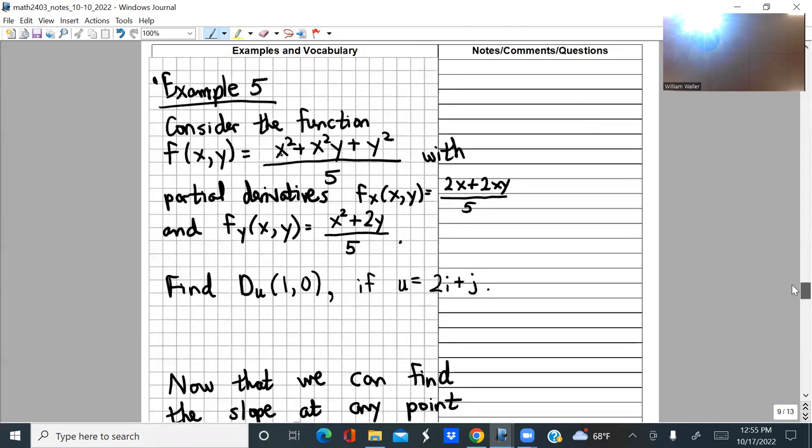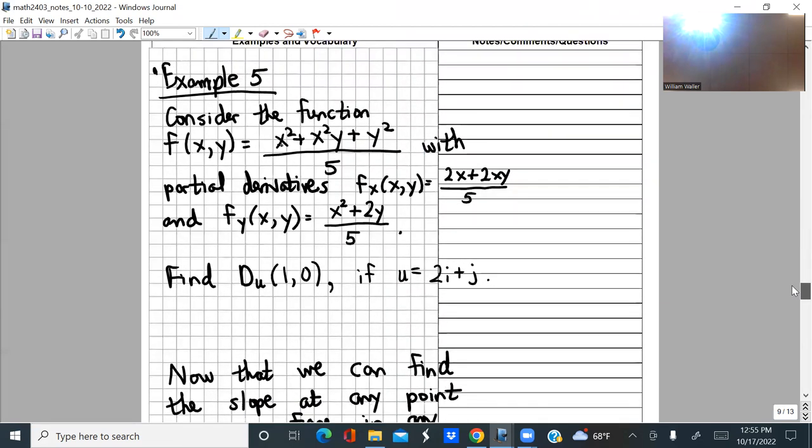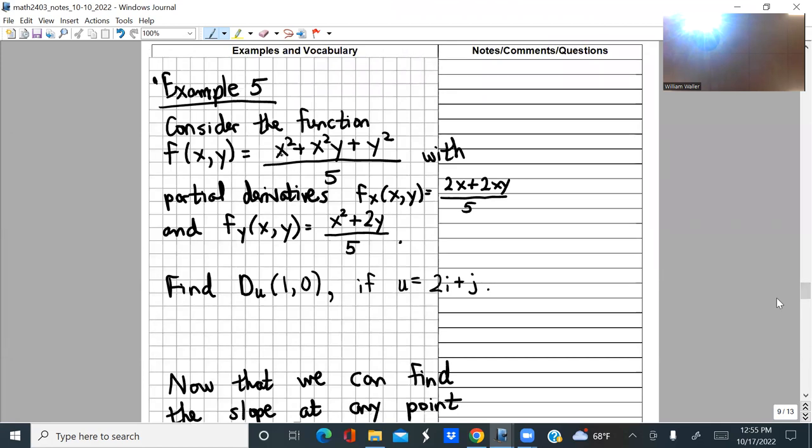All right, let's try one here. Again, this is the same example we've been using over and over again. It's that same surface, x squared plus x squared y plus y squared, right? There are the two partial derivatives. I'm going to find the directional derivative in the same direction as that vector, 2i plus j.